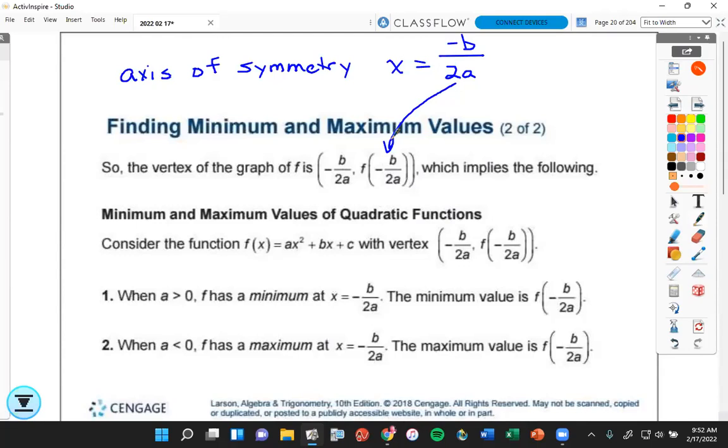If a is positive, it's opening up, so the vertex is going to be a minimum. If a is negative, it's opening down, so the vertex is going to be a maximum. Okay.